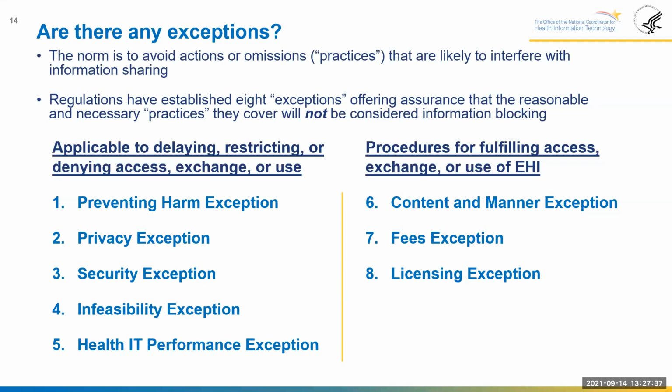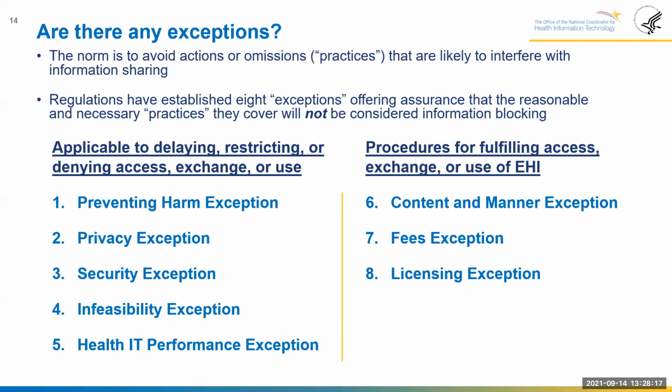But the norm is to avoid practices that are likely to interfere with information sharing. But the regulations have established 8 exceptions. These exceptions offer assurance that reasonable and necessary practices they cover will not be considered information blocking. We're not going to dig into the details of each exception today. We're just going to look at what they are and some key features of the exceptions as a whole.